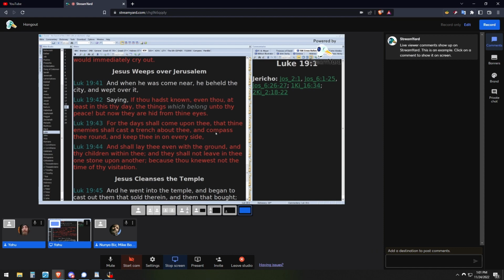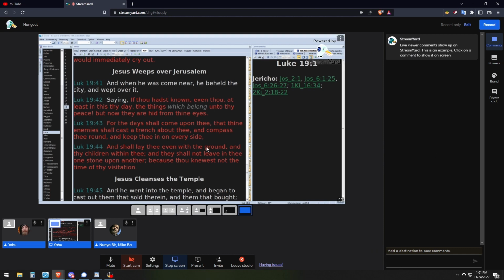For the days shall come upon thee, that thine enemies shall cast a trench about thee, and compass thee round, and keep thee on every side, and shall lay thee even with the ground. And thy children within thee, and they shall not leave in thee one stone upon another, because thou knewest not the time of thy visitation.